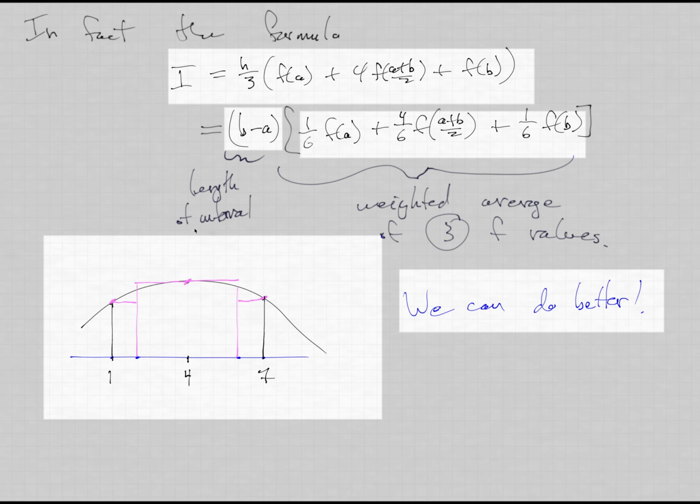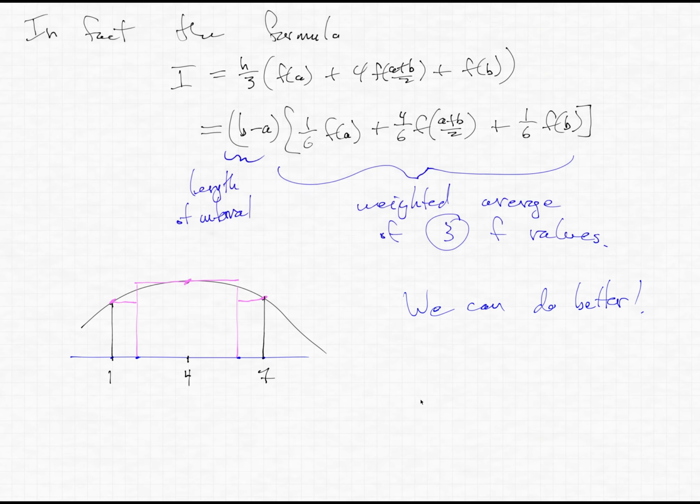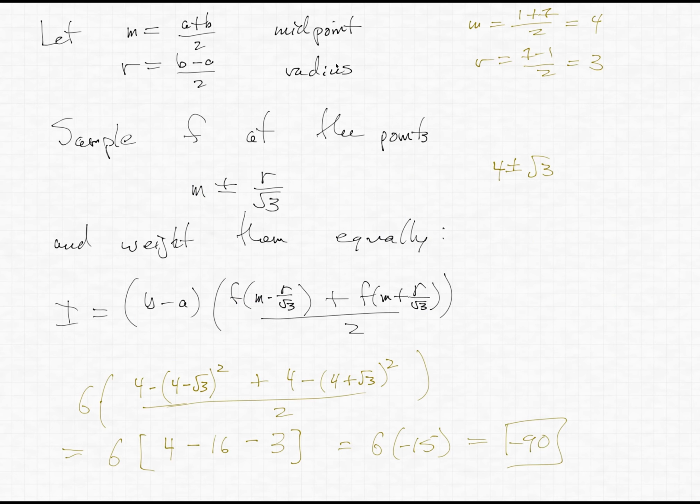But we can actually do slightly better. As it turns out, it's possible to do it by just sampling the function at 2 points inside the interval. So let me show you that. Now here are the 2 points I'm going to use. Let me explain this first of all. So we're going to set this up.